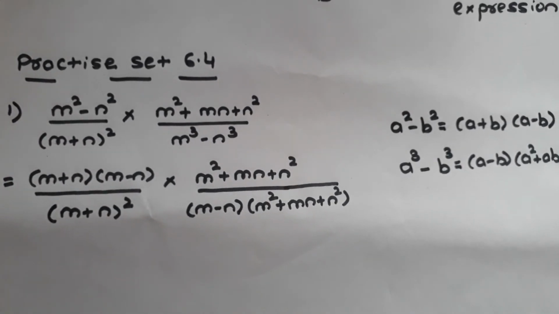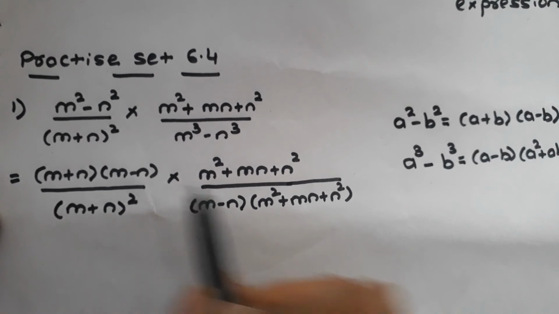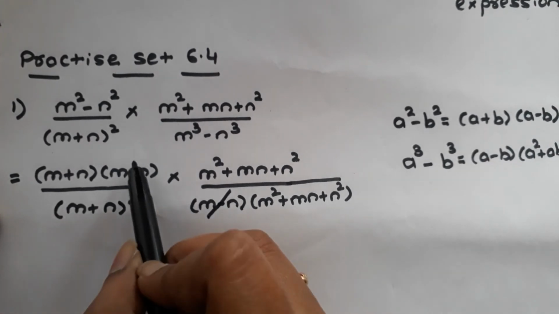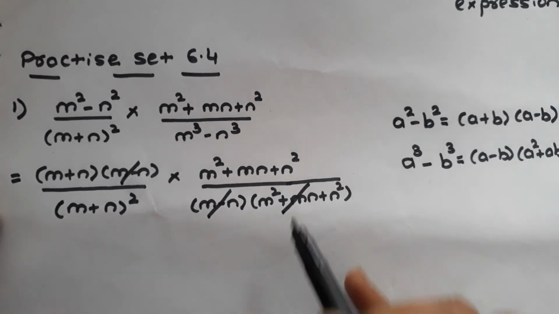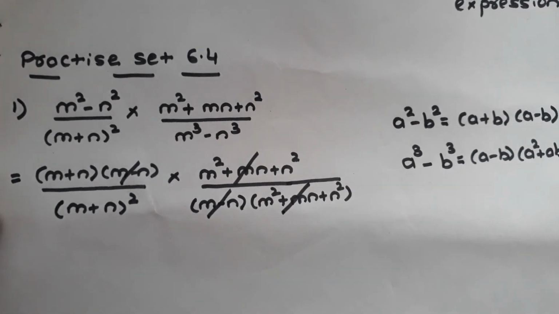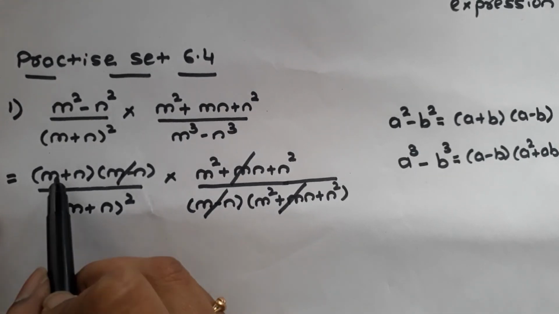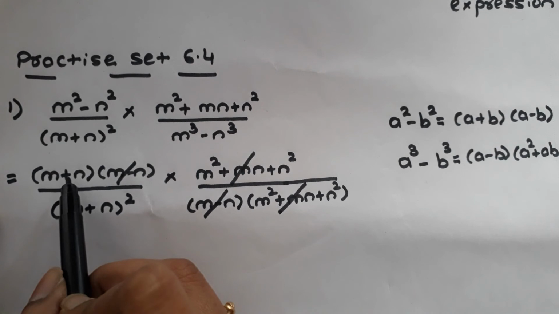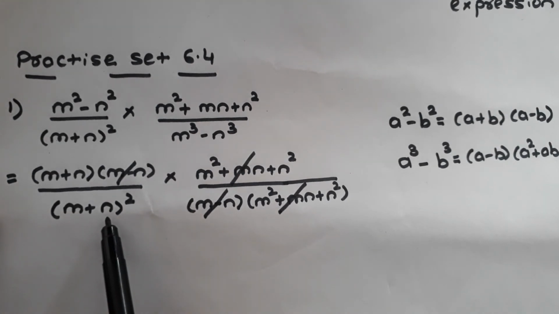Now you can see that some expressions in the numerator and the denominator of both the rational algebraic expressions are similar. M minus n cancels out. M square plus mn plus n square in the numerator and in the denominator cancel out. M plus n in the numerator of the first rational algebraic expression, and m plus n.